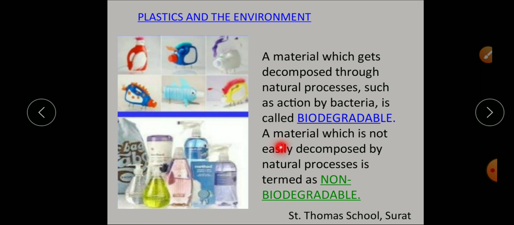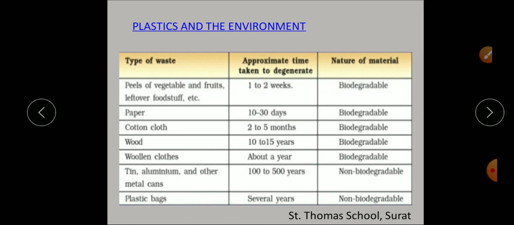Next, a material which is not easily decomposed by natural processes is termed non-biodegradable. Non-biodegradable means what? Which cannot be decomposed by bacteria. They are known as non-biodegradable. Understood? There are a number of environmental and health hazards associated with plastics. Yes or no? There are a number of environmental and health problems associated with plastics.